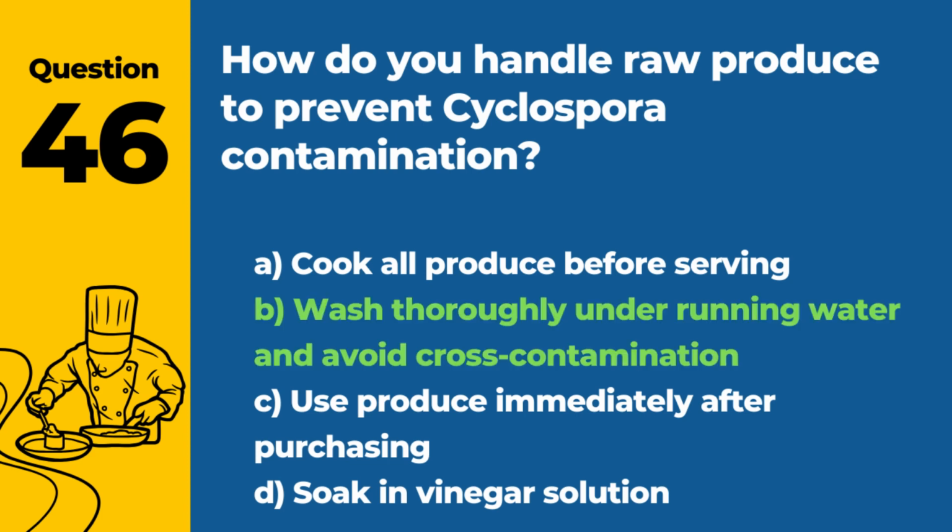Answer: B. Wash thoroughly under running water and avoid cross-contamination. To prevent cyclospore contamination in raw produce, it is essential to wash the produce thoroughly under running water and handle it in a way that avoids cross-contamination with other foods.